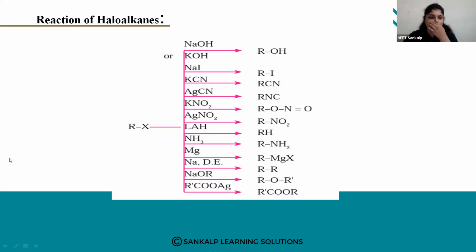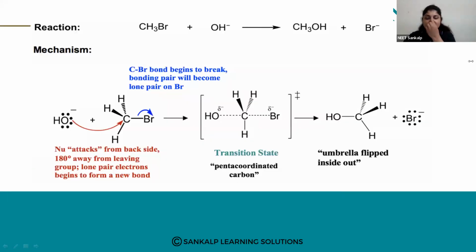The inversion which is occurring here is called Walden inversion. Remember, this inversion of configuration is known as Walden inversion. Now, we were talking about the stability.